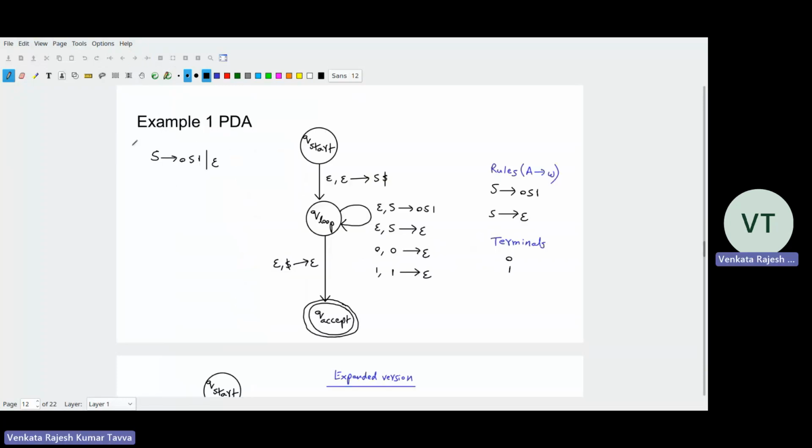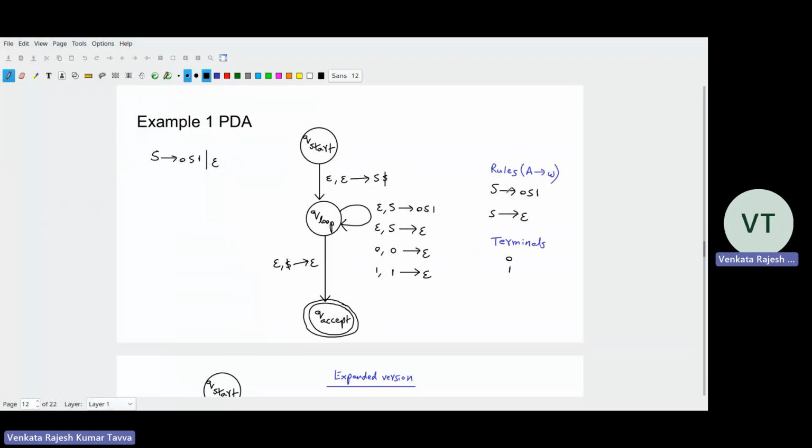And here we looked at an example. If the grammar is S goes to 0S1 or epsilon, we built a PDA. You start with Q start, you push dollar and epsilon. Now in this grammar, there are two rules and two terminals. First rule is S goes to 0S1. Second rule is S goes to epsilon. For the first rule, S goes to 0S1, you add a transition rule here: epsilon, comma, S goes to 0S1.